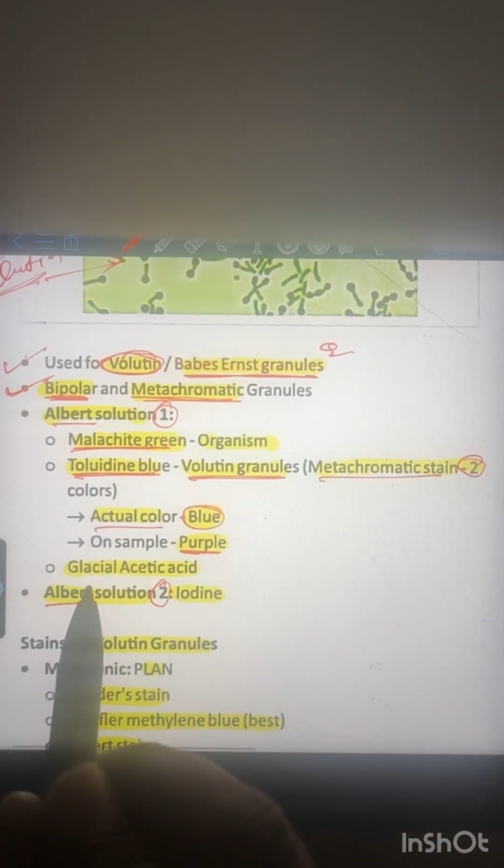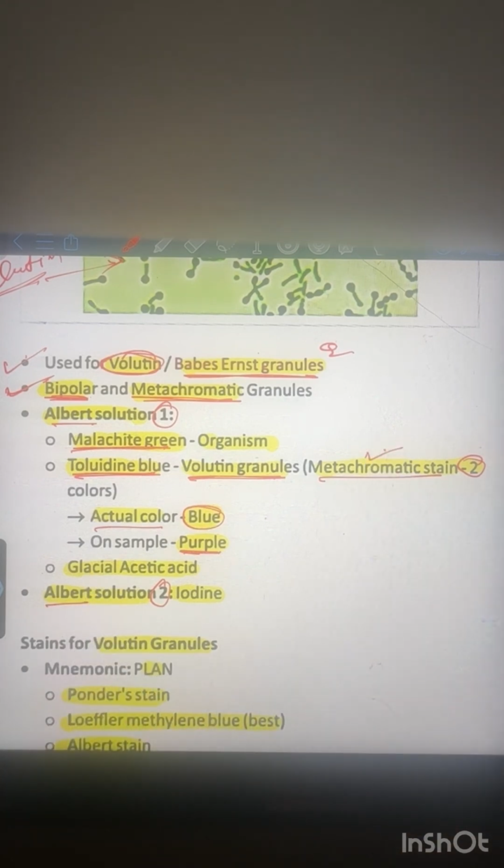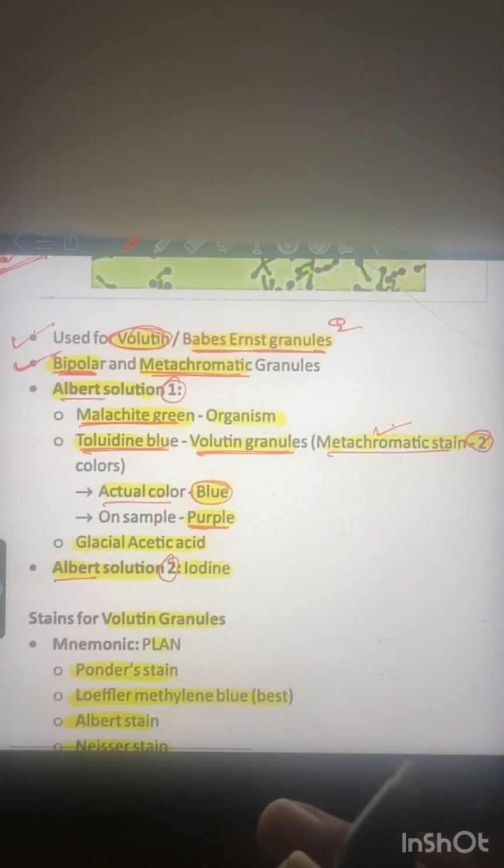What is this stain known as? This is known as a metachromatic stain. It will give a different color. So if I give you a bottle of toluidine blue, you'll say, okay, ma'am, it's a blue color stain. But when you look at it under the microscope, it will start looking purple. Metachromatic, the two-faced person. That is why volutin granules are also known as metachromatic granules. Please remember, toluidine blue is an example of a metachromatic stain. The two-faced topper of your class is how you will remember it. Yes, I hope everyone's clear with it.